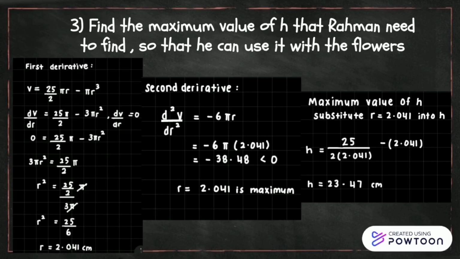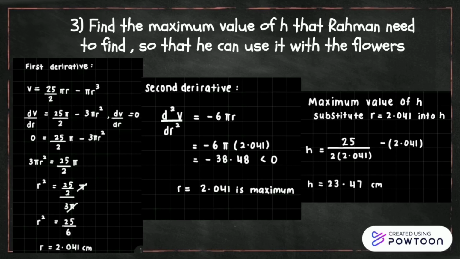In the second derivative, we differentiate again the first derivative of the volume, which is 25 over 2 π minus 3πr². Differentiate that again. Then we get negative 6πr. So we substitute the value of r into the second derivative. Then we get negative 38.48. We all know this value is less than 0, so the value that we have earlier is a maximum value.